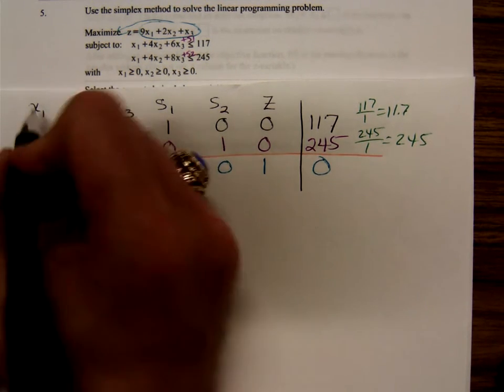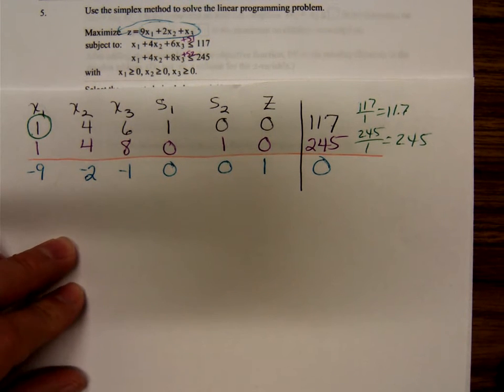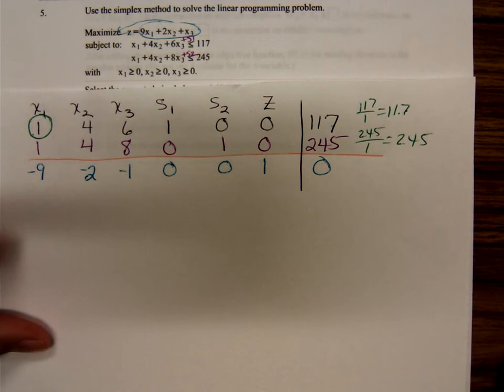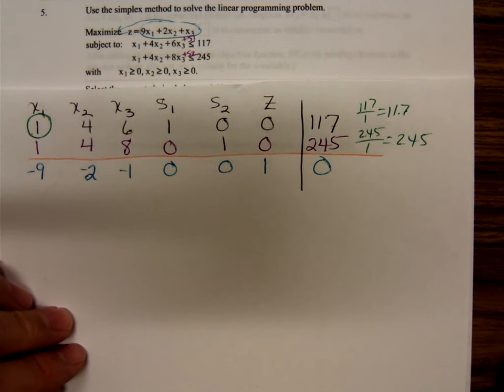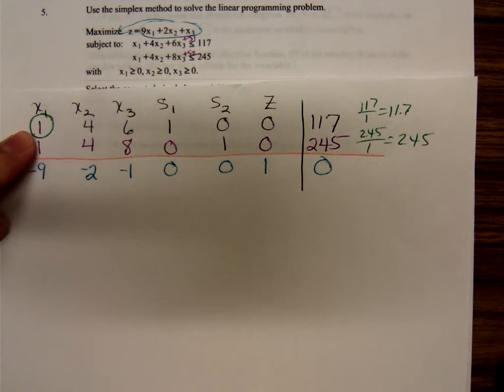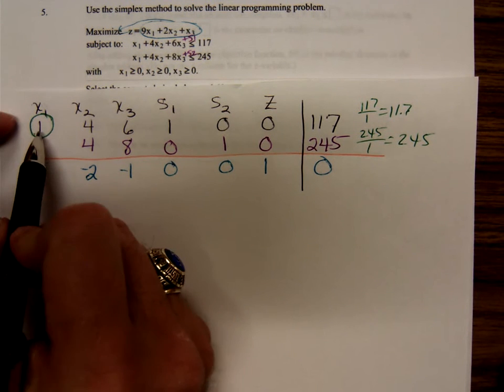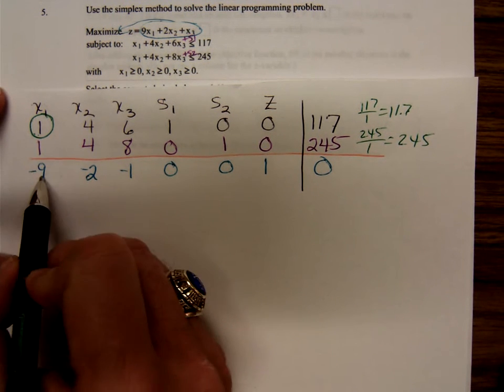So this circled pivot is going to be the pivot. Theoretically, that's the one you need to turn into a 1, but it's already a 1, okay? So we're going to make the purple 1 and the -9 into a 0.